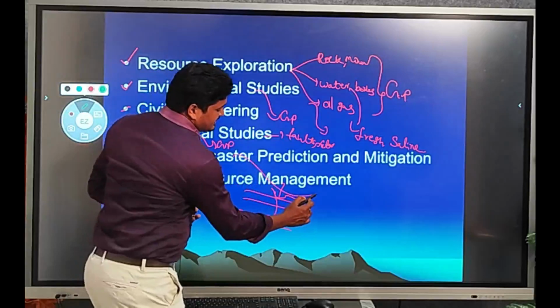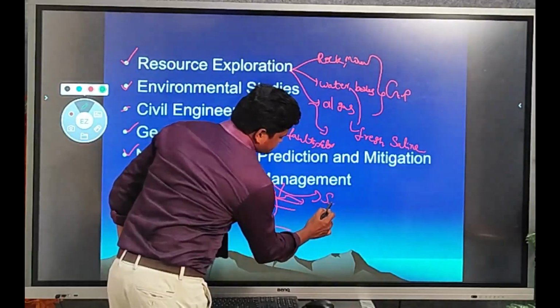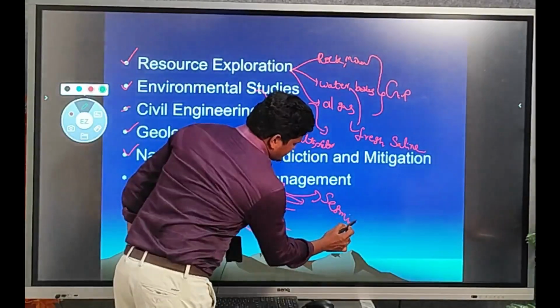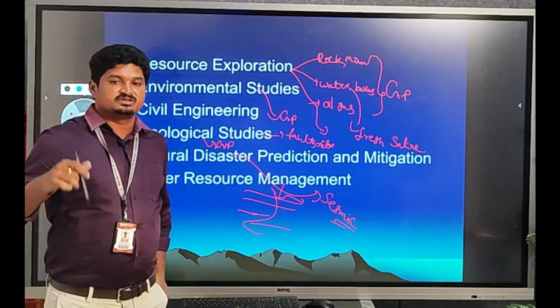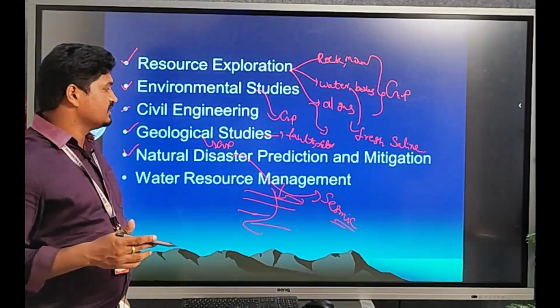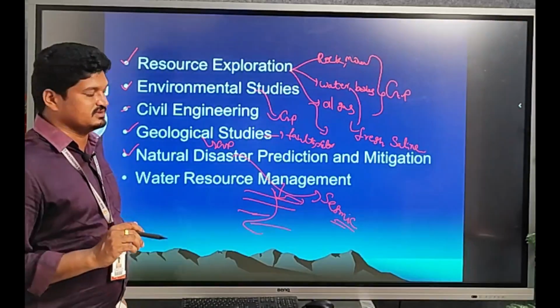That one is the seismic method. Using the seismic method, we are able to find the exact ground surfaces by variation of seismic wave generations.